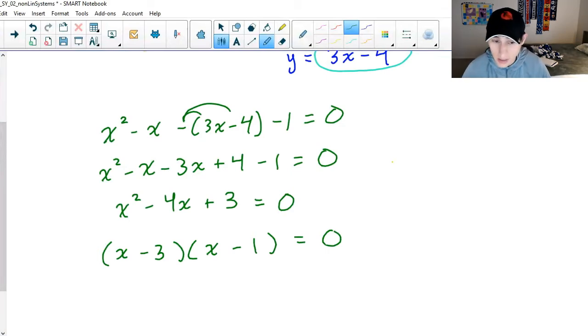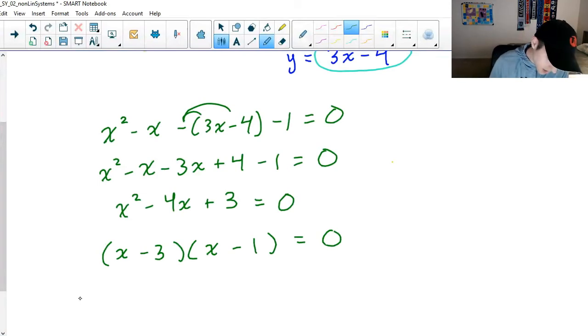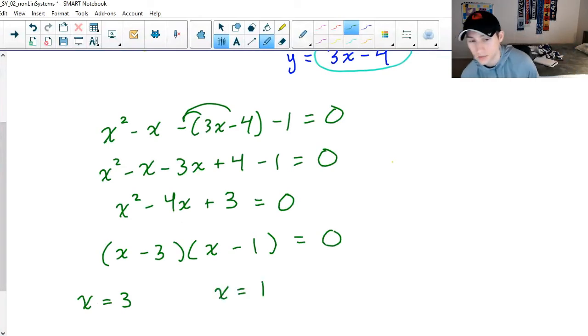Set each factor equal to 0. X minus 3 equals 0, then we get x equals 3. X minus 1 equals 0, then we get x equals 1. Okay, so we can already see I definitely have at least two different solutions because I have two different x values. So now we need to figure out what is the y value for each of these x values. Right, so I'll have a separate case for each one.